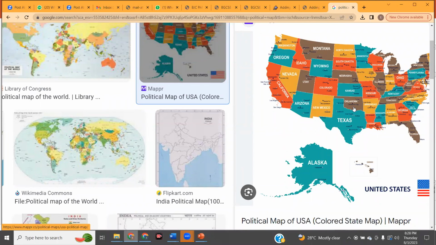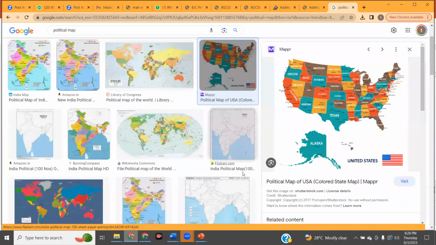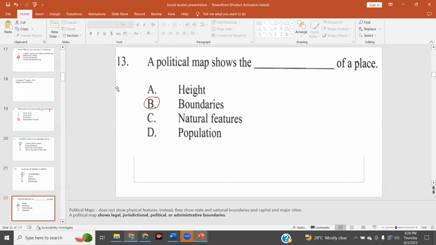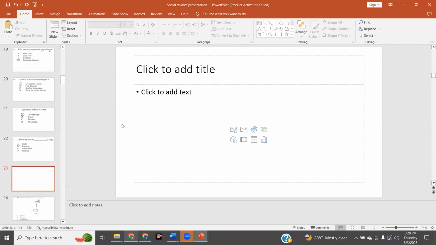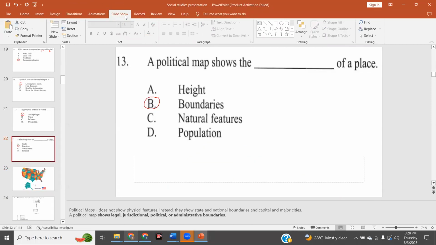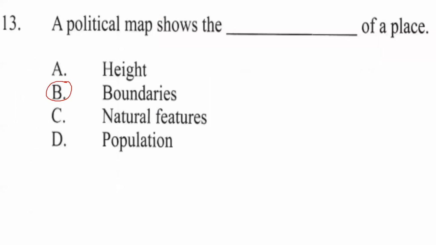This is a physical map. Why is this a physical map? Can someone tell me why is this a physical map? It shows the borders. It shows the boundaries between the countries, or between the states. It's not interested in the natural features. So that's the difference. So the correct answer here is, excuse me, a political map shows the boundaries of a place.